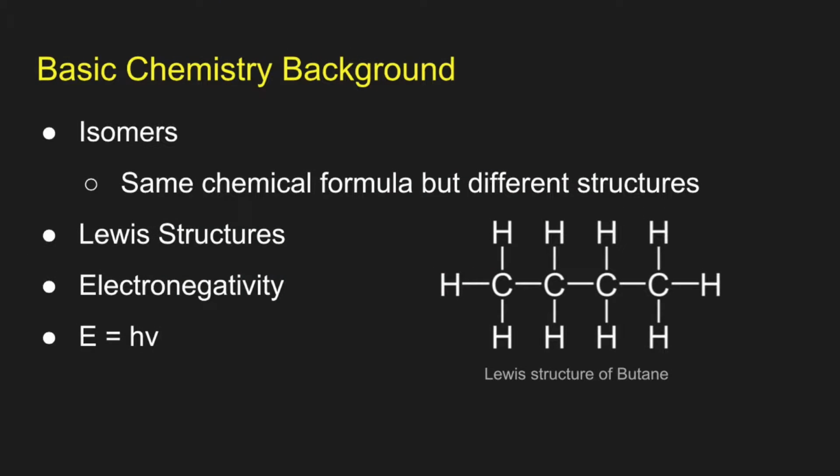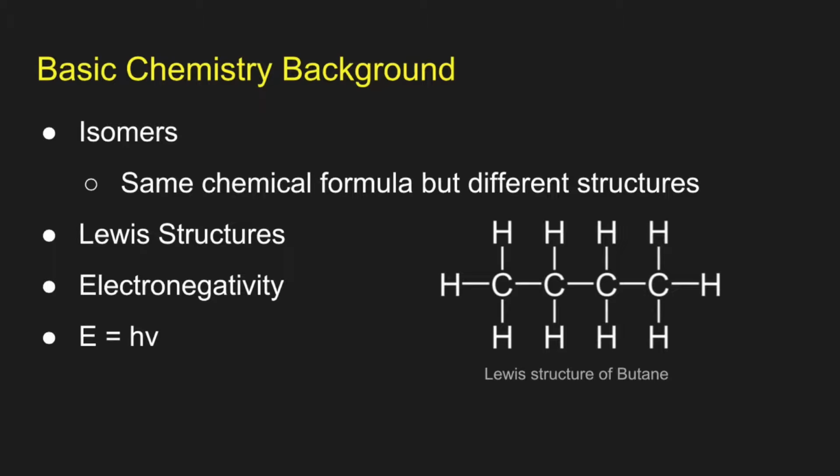A lot of the concepts that have been discussed in class are actually very useful in understanding NMR. Isomers, as previously stated, are molecules that have the same chemical formula but have different structures. Understanding the structure of different molecules is important because NMR spectroscopy is used to determine the structures of these molecules.